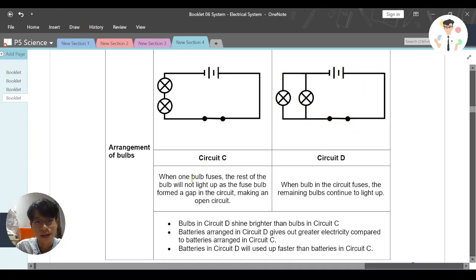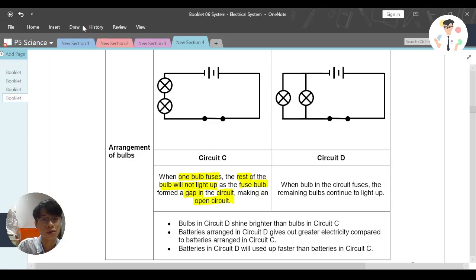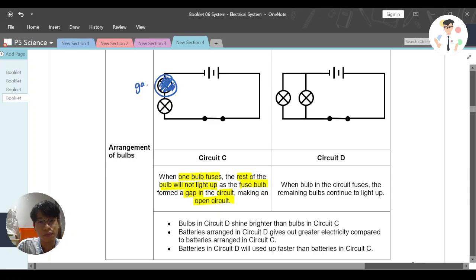So circuit C here says that when one bulb fuses, the rest of the bulbs will not light up, as the fused bulb forms a gap in the circuit, making an open circuit. So the same thing with what I've explained on the battery side. Now this is just one round, right? So if this is spoiled, here we form a gap. That's why electricity cannot go through this part. Okay? That's why this bulb also will not light up.